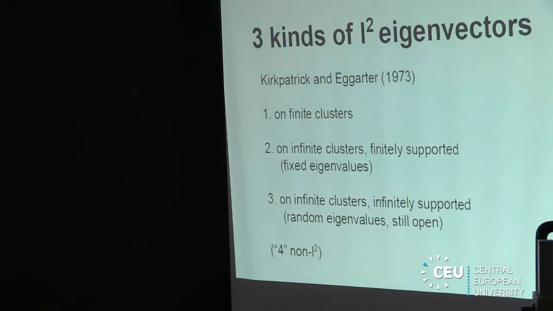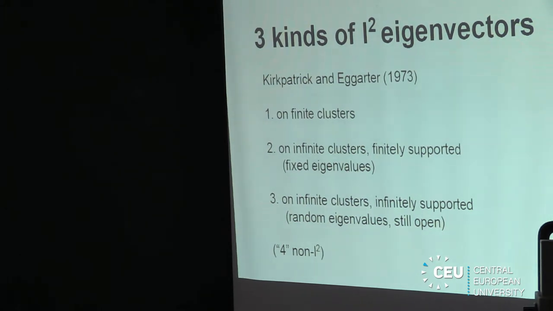In 1973, Kirkpatrick and Eggarter studied this question and basically classified the eigenvectors into classes, according to what I just said. The first kind are the ones that live on finite clusters. When you have a finite component, there are eigenvectors there. They're not super interesting, they're just eigenvectors of finite graphs. The second kind are eigenvectors which live on infinite clusters, so very big clusters, but they are finitely supported. That means they live on some finite part of the graph and outside it they are completely zero. The third kind live on infinite clusters and are infinitely supported, so you cannot localize them to a finite set. And the fourth kind is the non-L2 eigenvectors, so they're not really eigenvectors, these are the extended states.